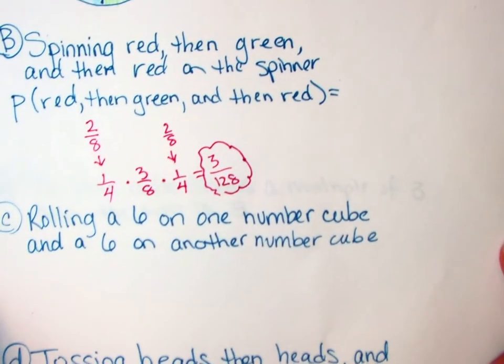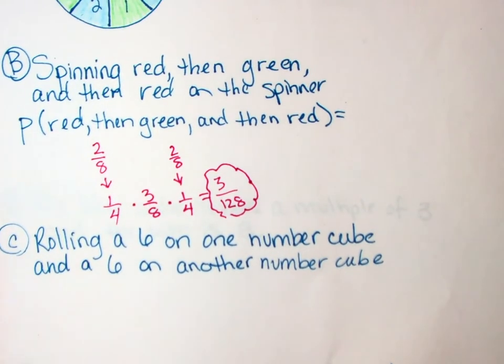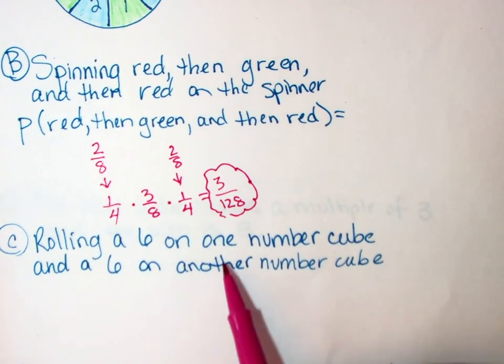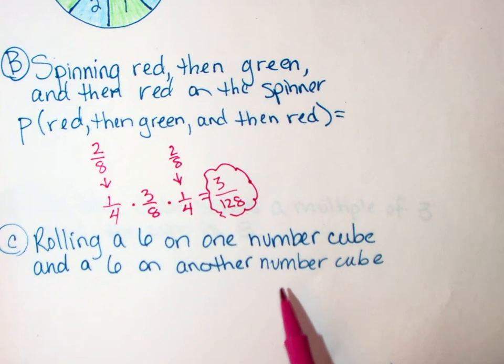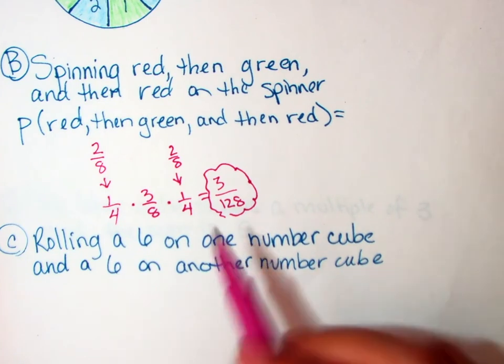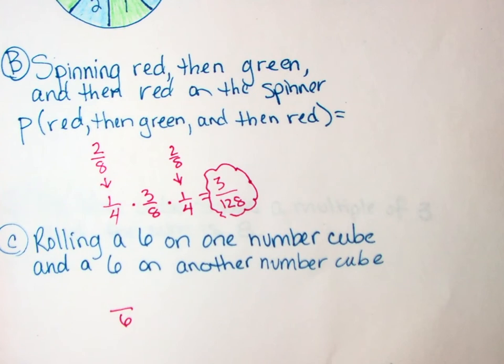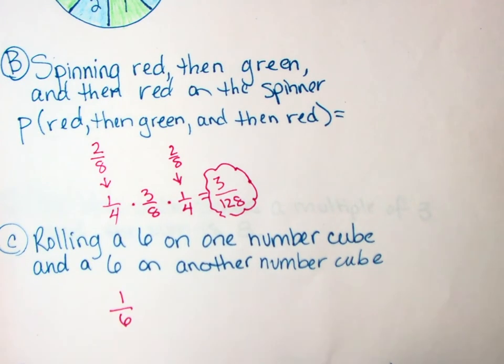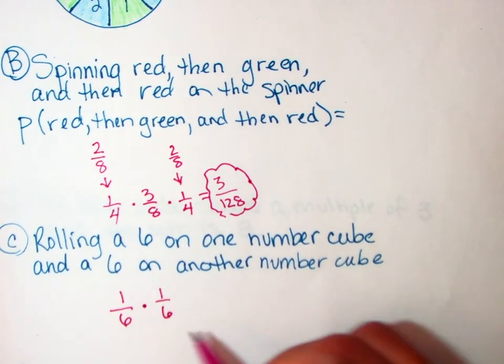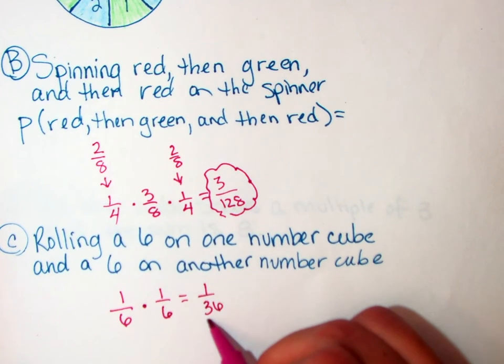The next 2 examples are number cubes. So, rolling a 6 on one number cube and a 6 on another cube. Okay, so we have 2 different cubes that we're rolling. They are independent of each other. The first one will not affect how I roll on the second one. So you have to say to yourself, all right, well, I know there's 6 sides, so I know that's my denominator. And if I roll a 6, well, there's only 1 six on a number cube, so it's 1 over 6. And then the probability of doing it again is going to be the same, 1 out of 6 chance. When you multiply them, 1 over 36 is our answer.